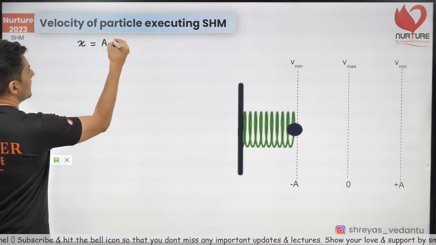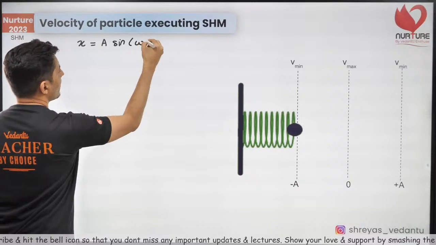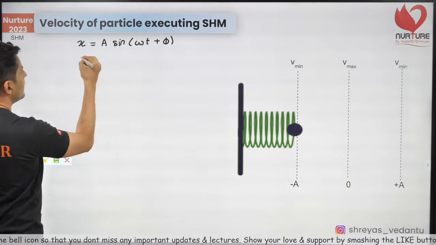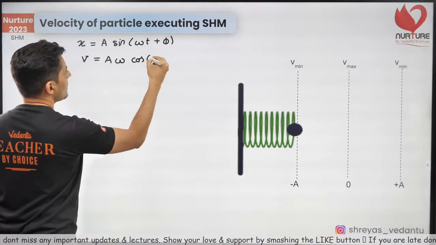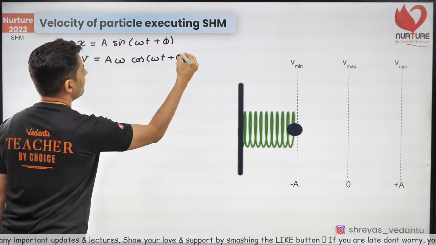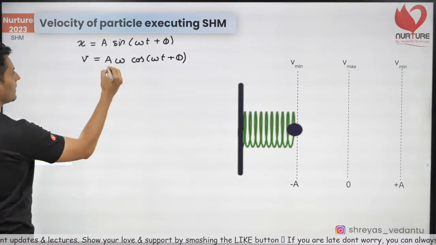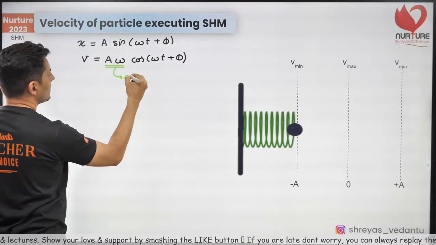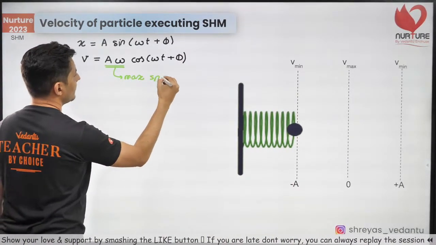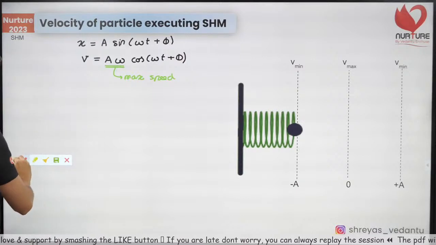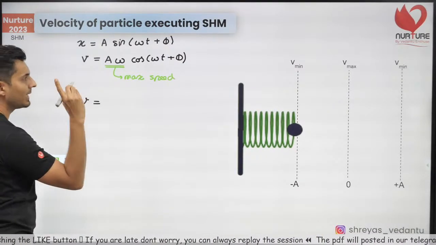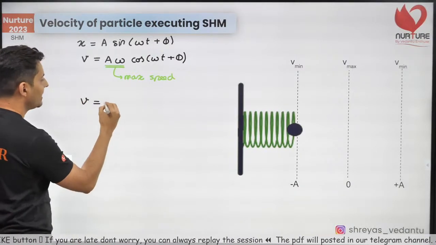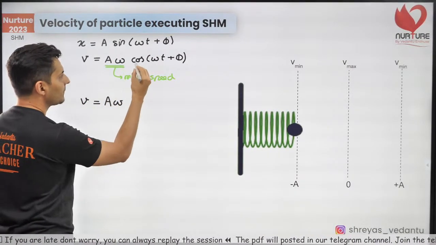So x is a sine(omega t plus phi). Then velocity came out to be a omega cos(omega t plus phi). And we just saw that this is nothing but the max speed. Perfect. Now, here is what we are going to do. This velocity, let me write it down in a very peculiar way. I'll write it down like this, a omega.